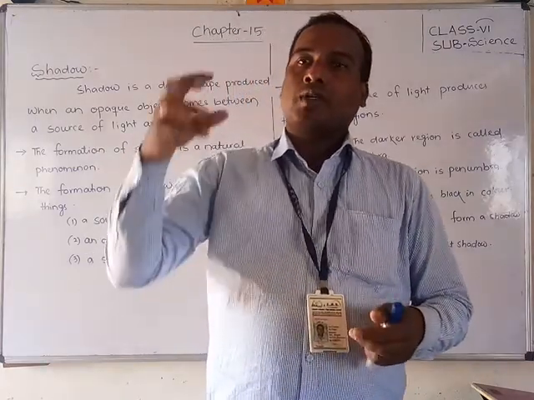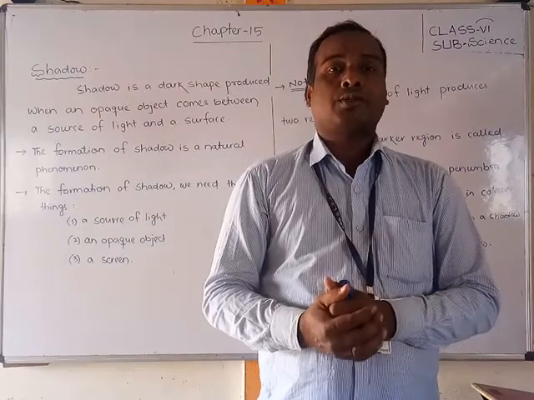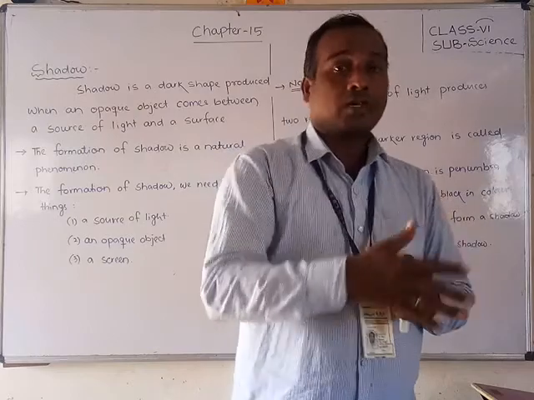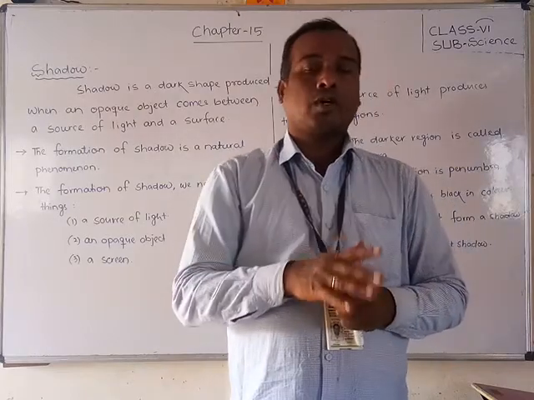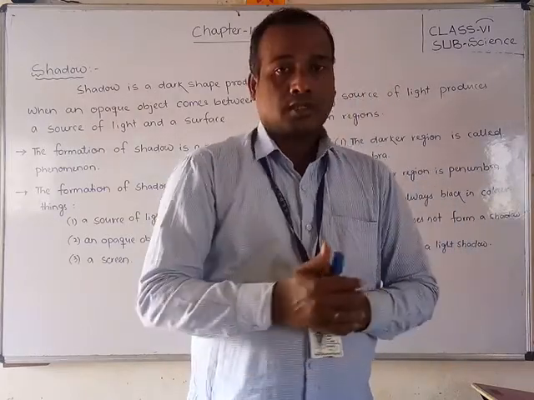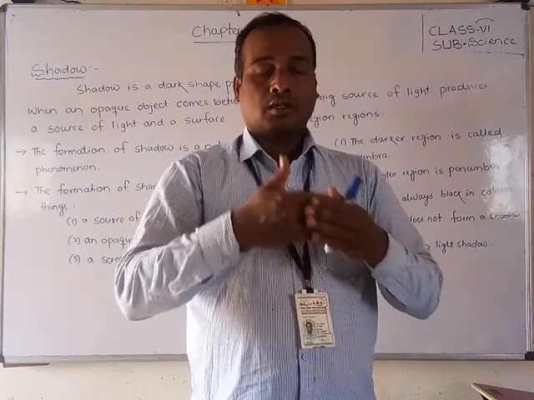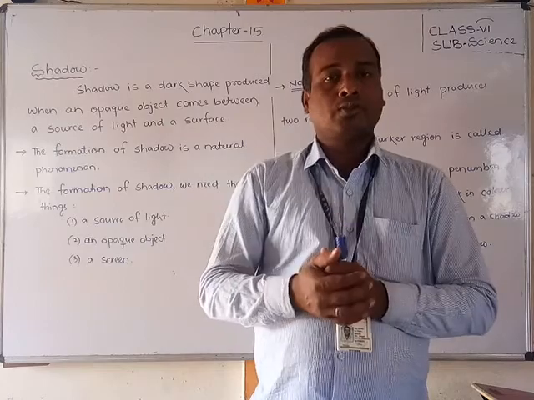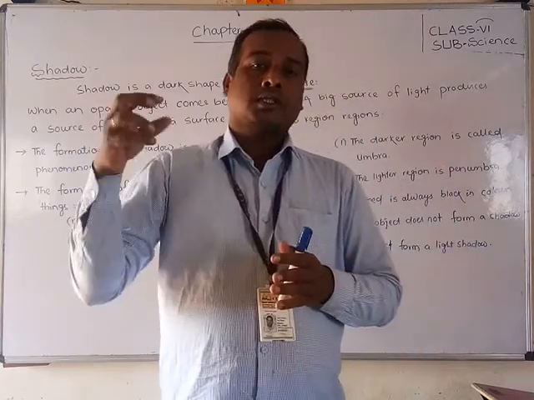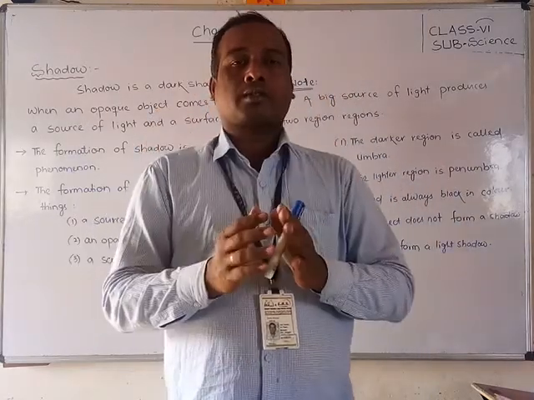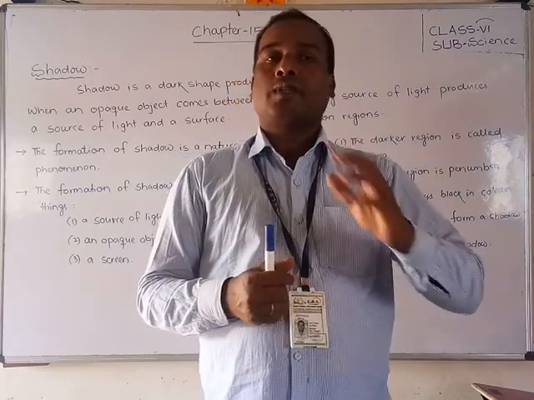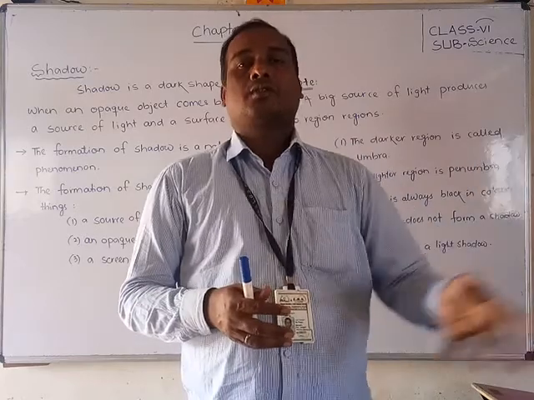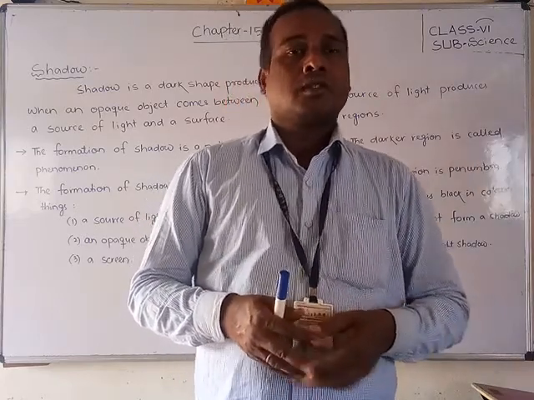Whenever light falls on an opaque object, a shadow will form, because the light cannot pass through that object. That means the light is blocked by the opaque object. So whenever the light rays are blocked by an opaque object, darkness forms behind it, and that is called a shadow.